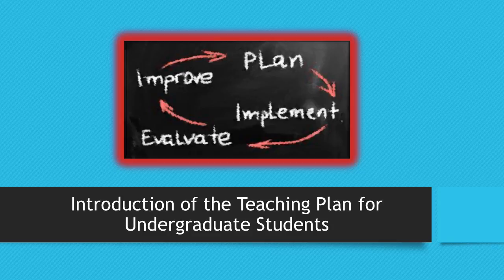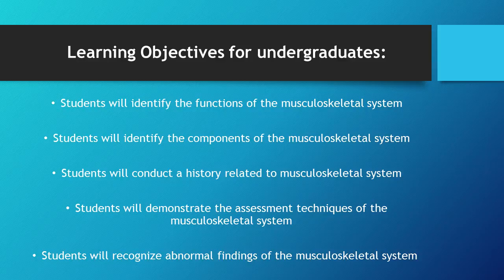Introduction of the teaching plan for undergraduate students. The learning objectives for undergraduates will be that the students will identify the functions of the musculoskeletal system. They will also identify the components of the musculoskeletal system, conduct a history related to the musculoskeletal system, demonstrate the assessment techniques of the musculoskeletal system, and recognize abnormal findings of the musculoskeletal system.